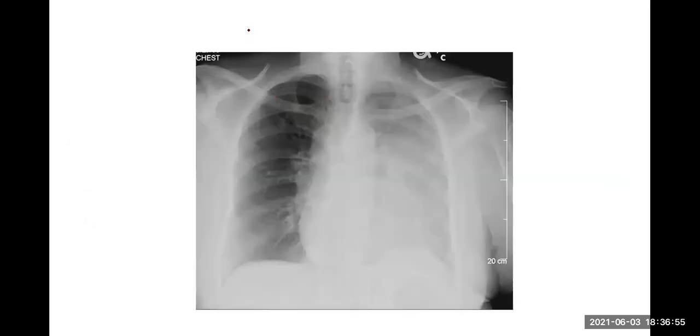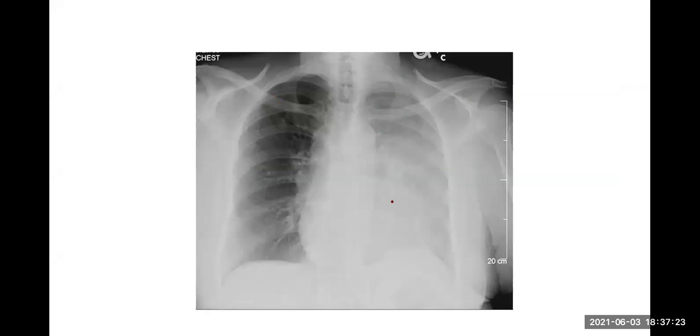Right. Okay. Now what is this? What is this? What you see essentially here is that there is almost complete whiteout of the hemithorax. There is almost a complete whiteout of the left hemithorax. Again, white lesion almost completely white.